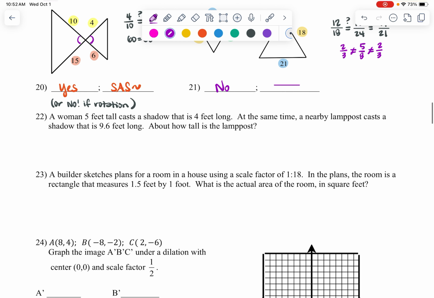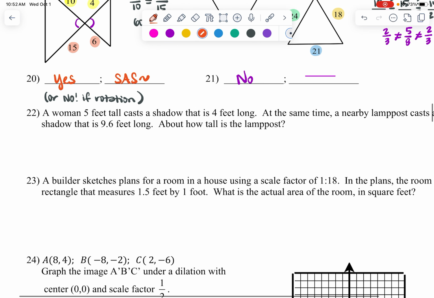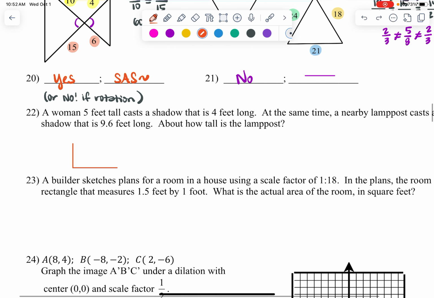All right, let's get to a couple of word problems here. I would suggest drawing a picture if I were you. So it says a woman 5 feet tall. Okay, I'm just going to draw these two triangles separately. You could draw them inside of one another if you wanted to. All right, so here we go. A woman 5 feet tall casts a shadow 4 feet long. Oh, I did not draw that to scale, but that's okay.